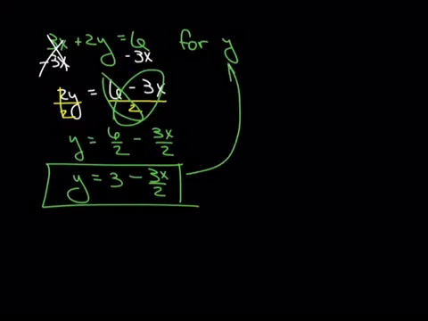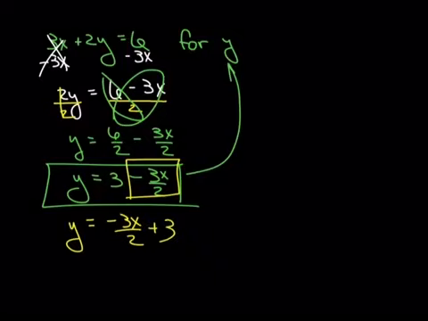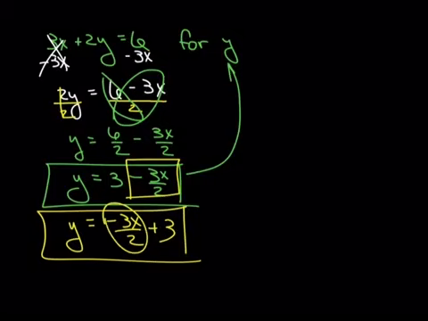Okay, one of the things that you might want to keep in mind when you do this is you usually try to keep the variables at the beginning. So I'm going to rewrite this. I'm just going to take this and put it first. And that one looks prettier because they usually like to have the x here first and then the whole number last. It's not wrong to do it this way. This is just, I guess you could say, more correct.